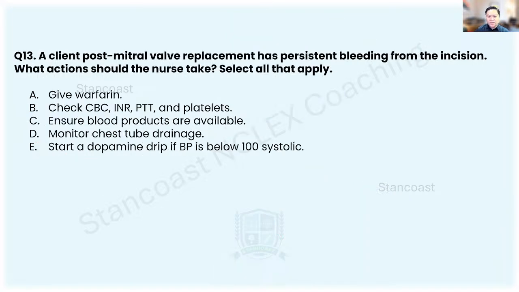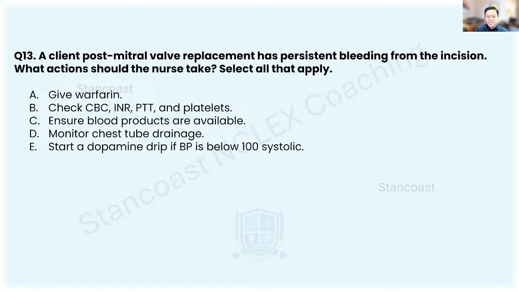Number 13. A client post mitral valve replacement has persistent bleeding from the incision. What actions should the nurse take? Select all that apply. Is it A, give warfarin, B, check CBC, INR, PTT, platelets, C, ensure blood products are available, D, monitor chest tube drainage, E, start a dopamine drip if blood pressure is below 100 systolic.